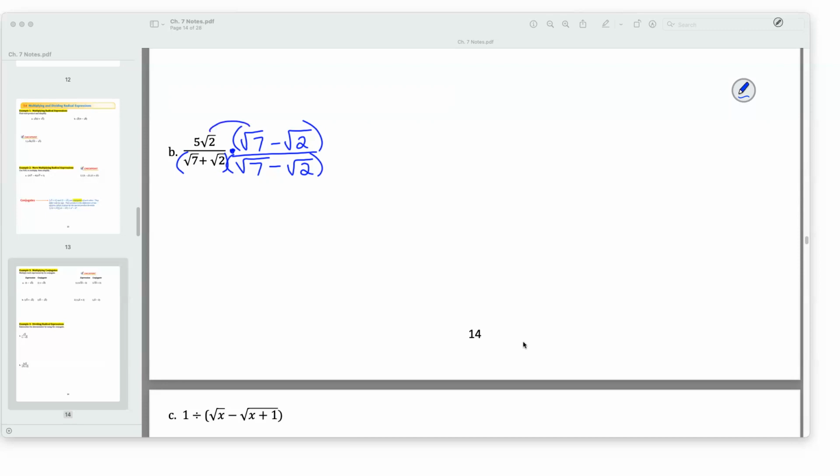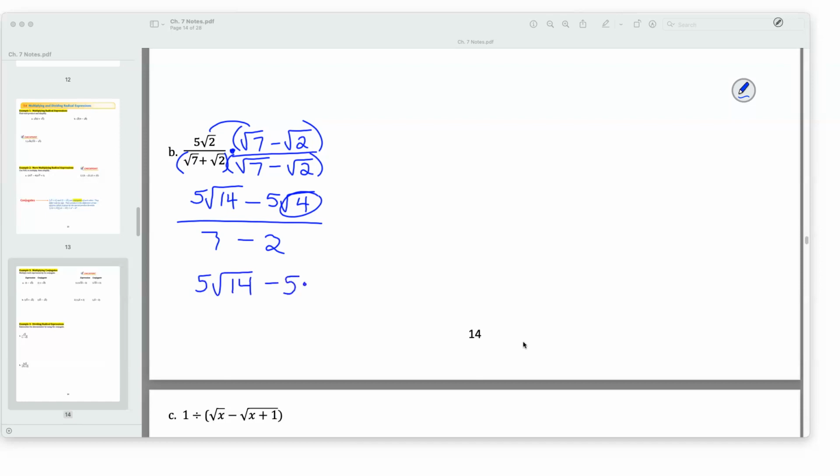5 square root of 2 times the square root of 7 is 5 times the square root of 14. Minus 5 square root of 2 times the square root of 2 is 5 times the square root of 4. I'm going to simplify in the end. The denominator, the square root of 7 times the square root of 7 is the square root of 49, which is just 7, and then minus the square root of 2 times the square root of 2 is the square root of 4, which is 2. I could have simplified this part right up here at the top, but not to confuse and do too many things at once. 5 square root of 14 can't be simplified.